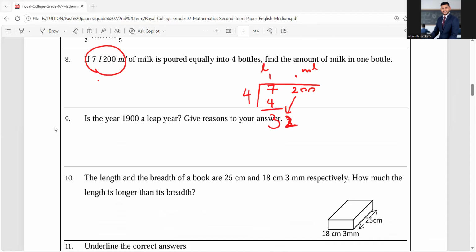And then you have 32, there are 8 fours, right? 4 into 8 is 32. Then you get 0, and you take this 0, your answer is 0. Then you take this 0, and also your answer is 0. So your answer should be finally 1 liter, 800 milliliters. Okay, right. So I think you better always follow all these steps. And whenever possible, I think you need to show the steps too, right? So that's going to make a lot of benefits, right?